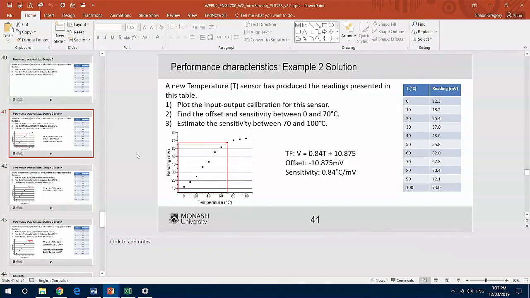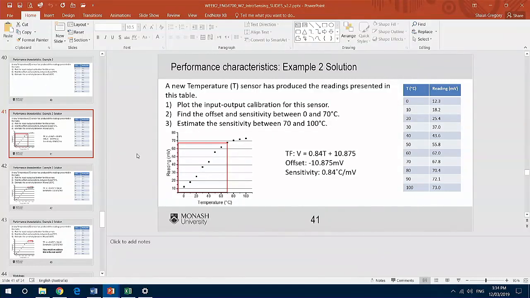The unit of the sensitivity should be... You are correct. So actually, there is another small mistake on there. I apologise. The sensitivity units are back to front. It should be millivolts per degrees Celsius.